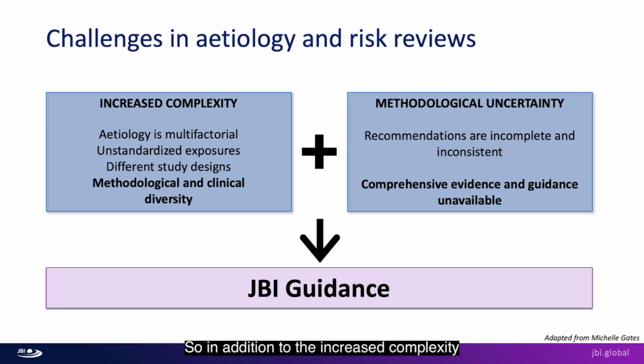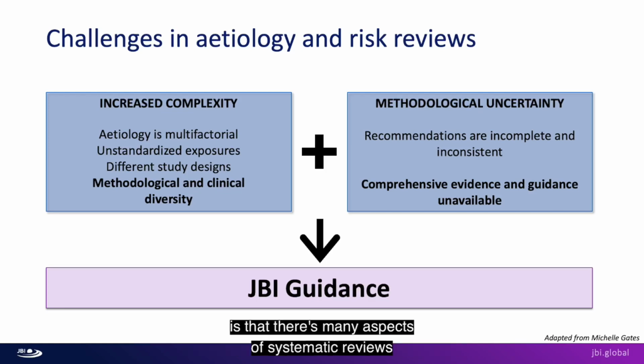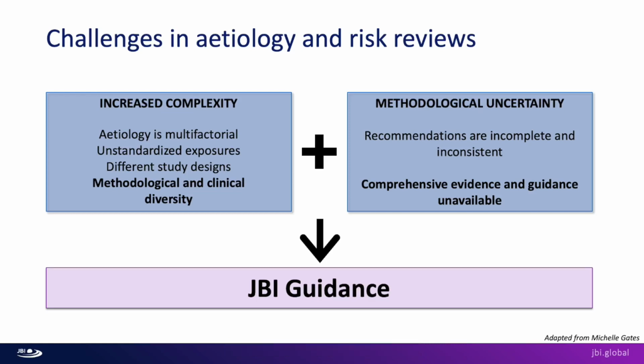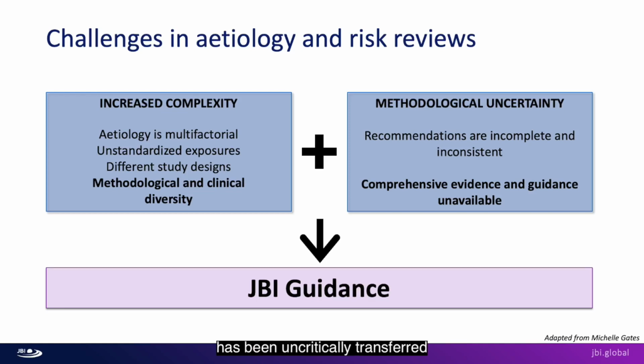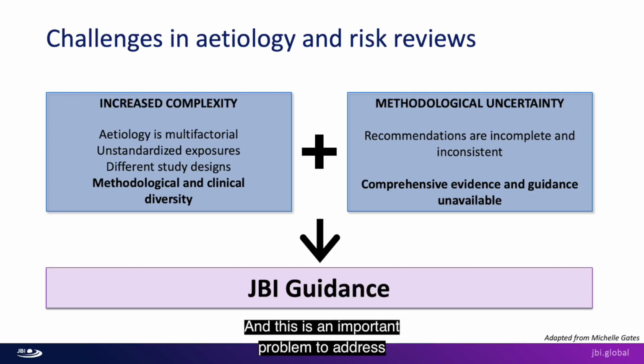So in addition to the increased complexity, there are many aspects of systematic reviews of etiology and risk for which we still don't have consensus on the best methods, and we're still lacking comprehensive evidence for. A lot of the methodological guidance in this field has been uncritically transferred from systematic reviews of effectiveness, and this is an important problem to address because many of these systematic reviews contain errors.